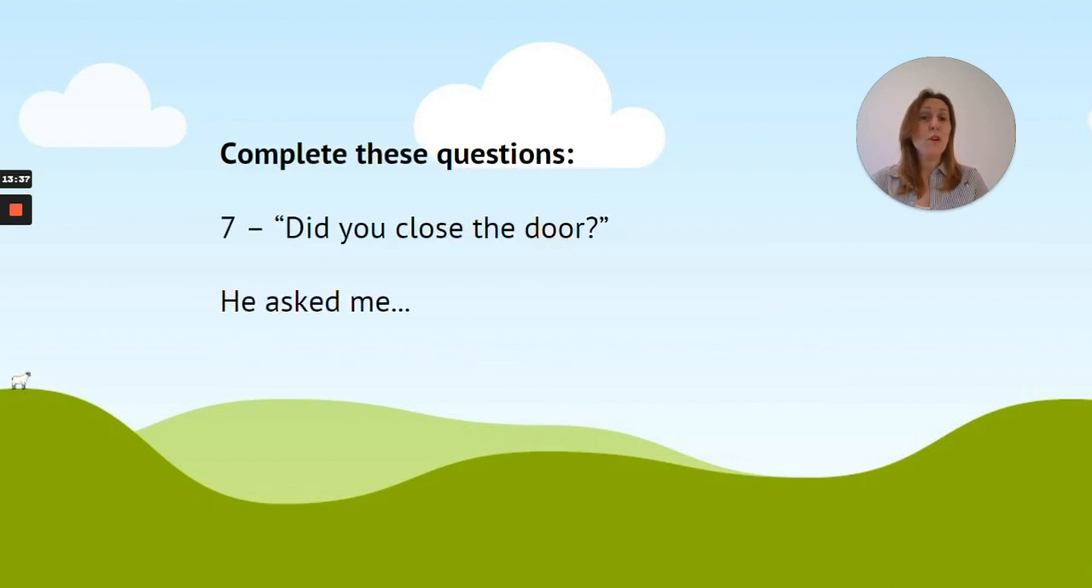"Did you close the door?" This is easy. He asked me if I had closed the door, right? Notice how the past changes into the past perfect tense. This is a yes-no question, so we use if because there's only one possibility, one option. "Did you close the door?"